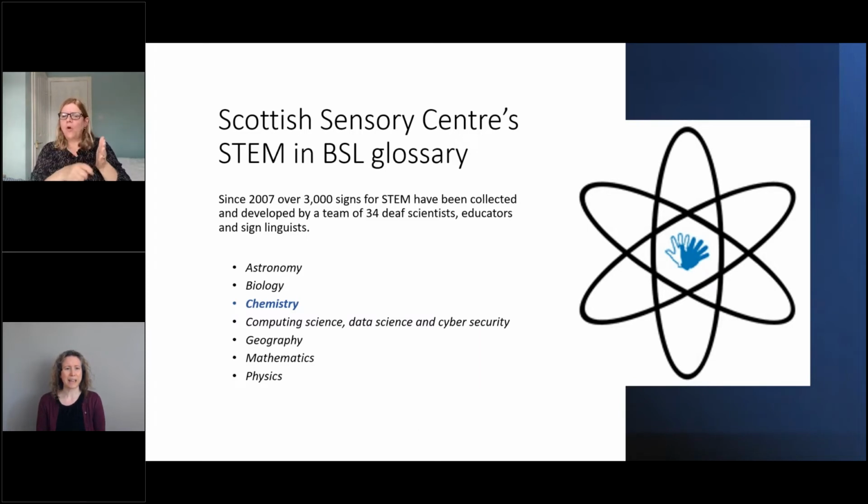So you can see here, Ben mentioned the glossary earlier with the Scottish Sensory Centre. We have over 3,000 terms that are translated into sign language about astronomy, biology, chemistry, computing science, geography, mathematics, and physics. And the core group of people who worked on that, the team of people, were deaf scientists, mathematicians, computer scientists, and so on, and sign linguists. Next slide, please.